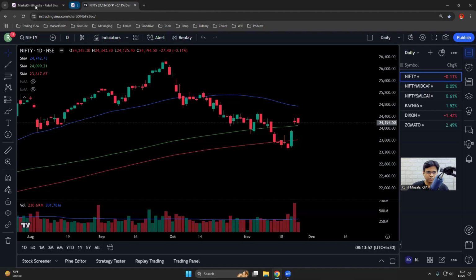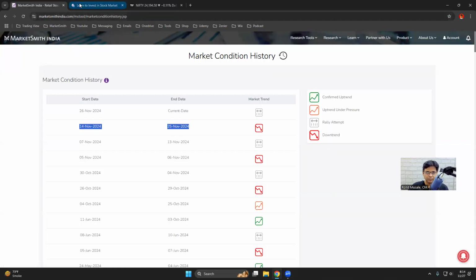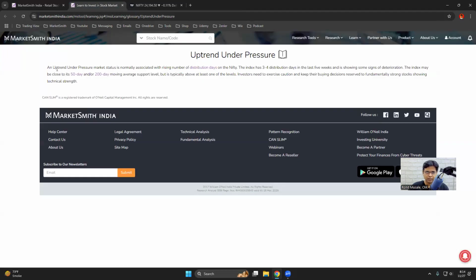Next, what is uptrend under pressure? An uptrend under pressure market status is normally associated with a rising number of distribution days on the Nifty. When the distribution days, that 0.2% day, start to pile up, that is when the uptrend begins to come under pressure. The index has 3 to 4 distribution days in the last 5 weeks. So over a period of 5 weeks, if you get 3 distribution days, that's when that green will become orange. That status will change. It is showing some signs of deterioration. The index may be close to its 50-day or 200-day.